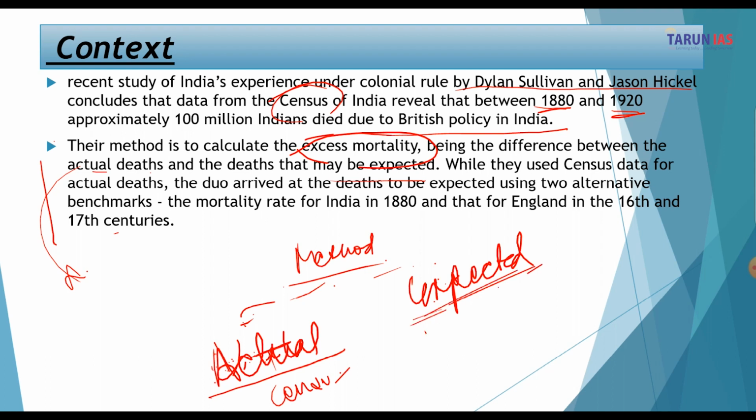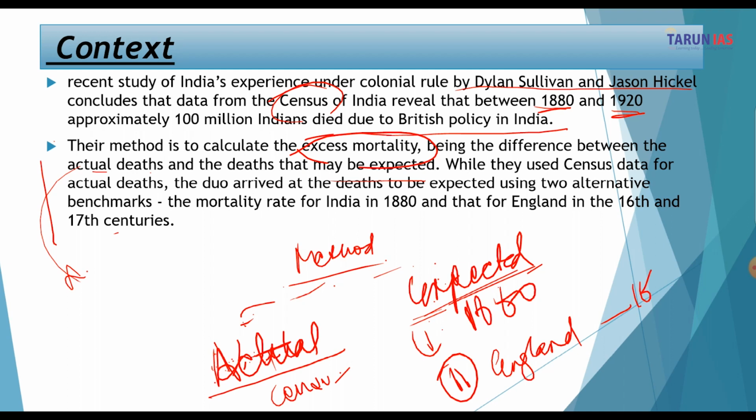For the expected death, the first one is the mortality rate in India for 1880, and the second alternative is the mortality rate for England in the 16th and 17th century. Is that clear? So this was their methodology.